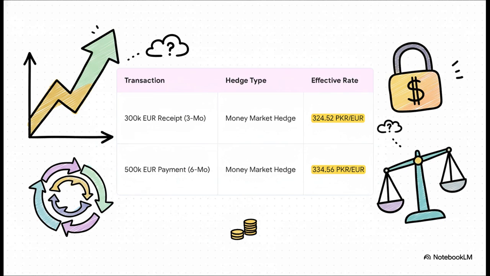This company is hedging both a receipt and a payment in euros, and they're due at different times. Now, they could have just used forward contracts, but instead, they build two separate money market hedges, and by doing this, they essentially create their own custom-made exchange rates for each deal. It gives them total, absolute certainty over their finances.